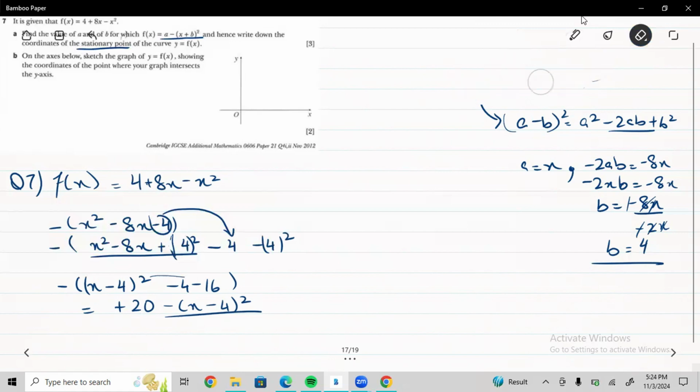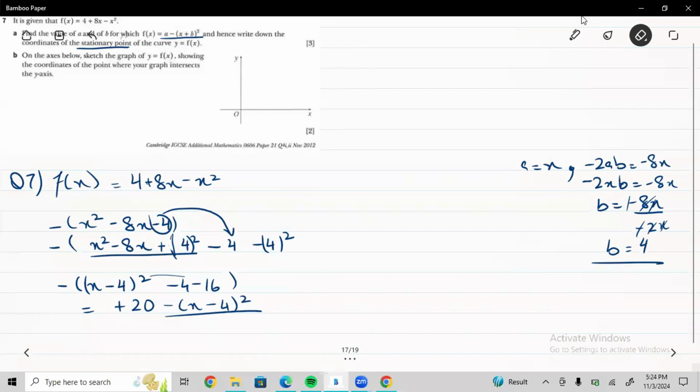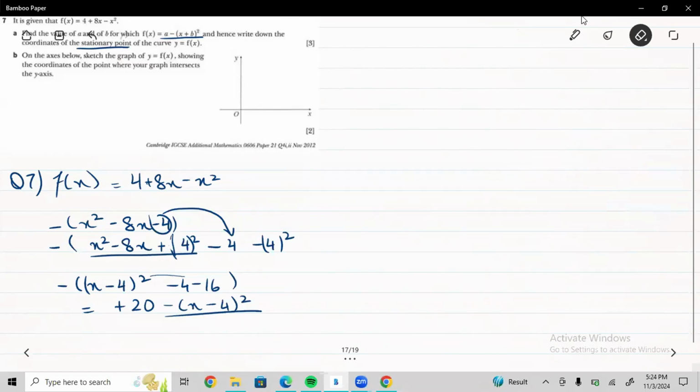I'll try my best to clarify your confusion. So that's the first part. We found out the whole equation in the way the question asks us to. However, we have to find out the stationary point.